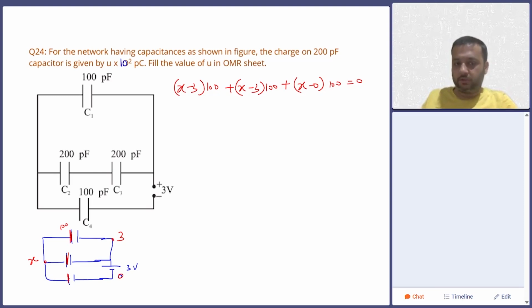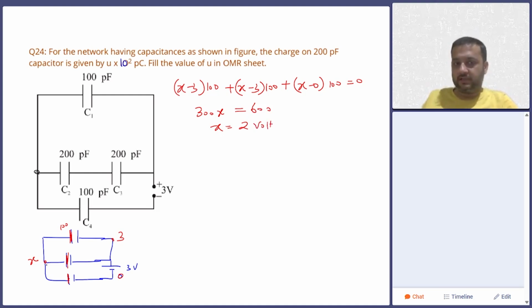So that will be total 0 because these three plates are isolated. So how much do we get? 100x plus 100x plus 100x. So that means 300x will be equal to 300 plus 300 plus 0. So that means 600. So x becomes how much? 2 volts. So the value of x comes out to be 2 volts.